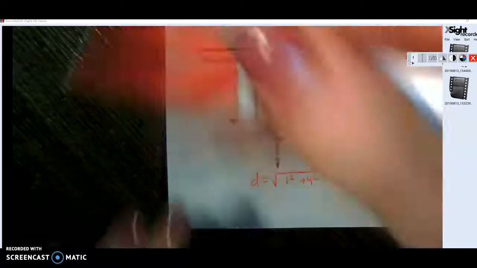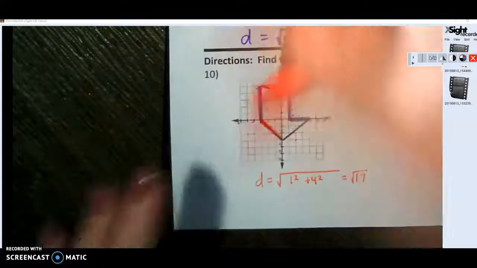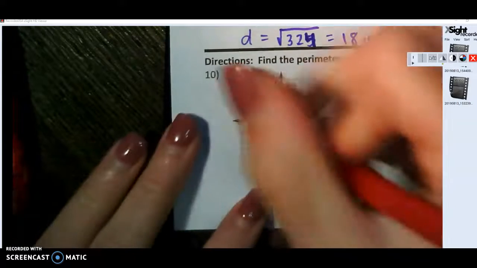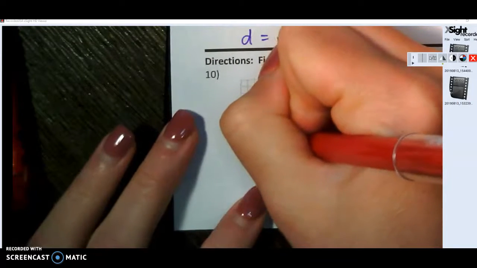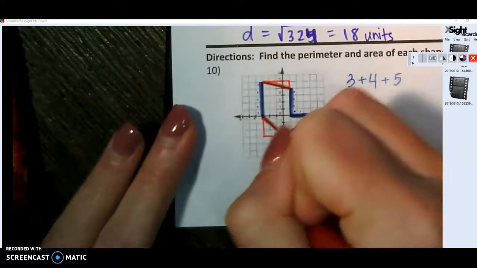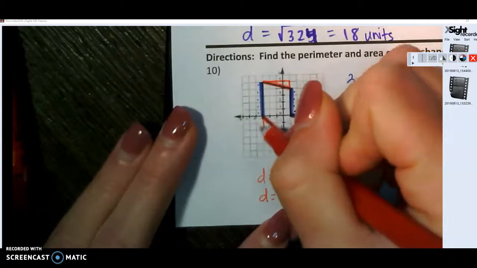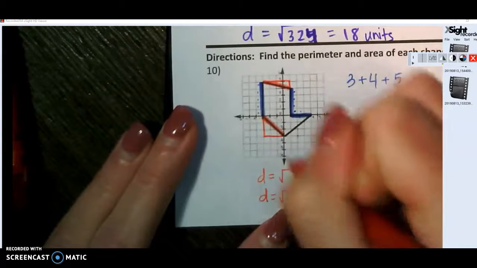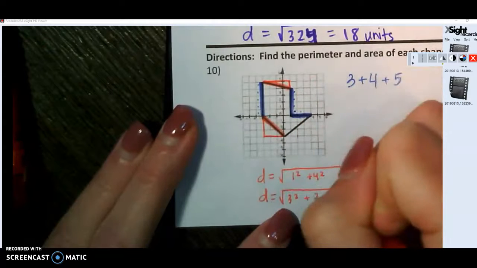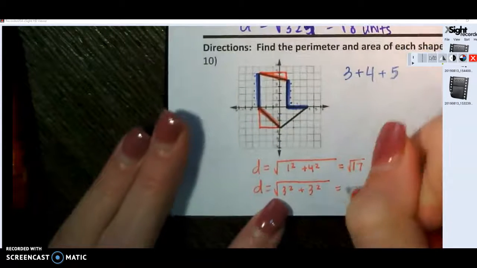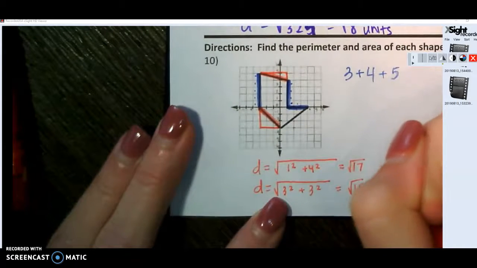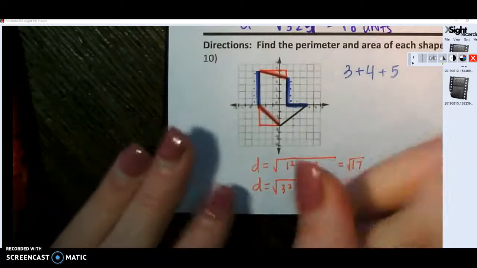Now I need to move on to this diagonal. I'm going to form a right triangle out of this. So that's 1, 2, 3, and 1, 2, 3. So that's 9 plus 9, or radical 18.